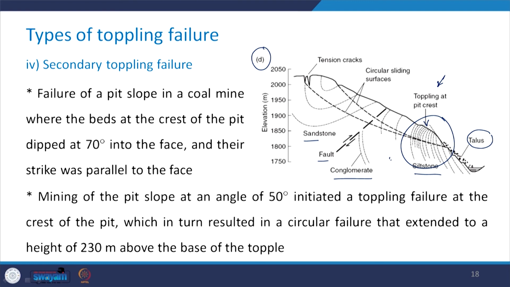So, you see this is the base of the topple where the toppling is taking place. Somewhere here it is say about 1850 or so, and this triggered the kind of circular failure surface, and see it goes up to here. So, it is about, let us say, 2000. So, you see what is the height difference here.